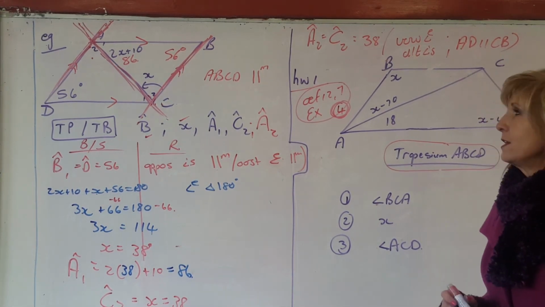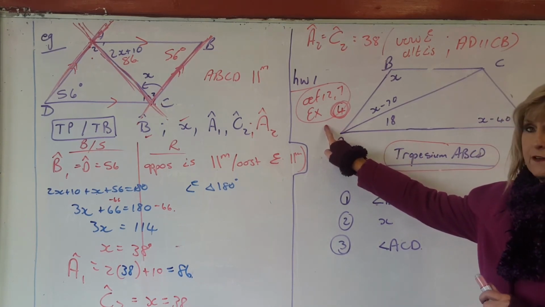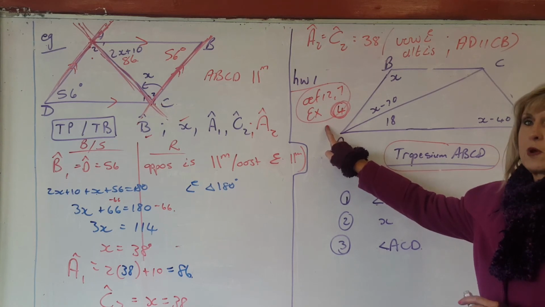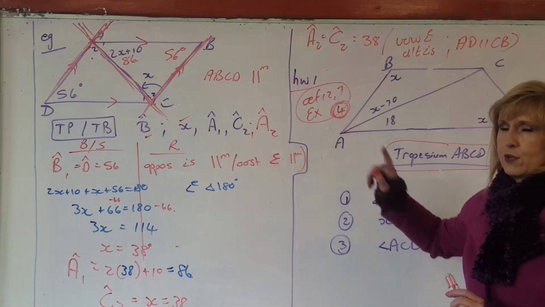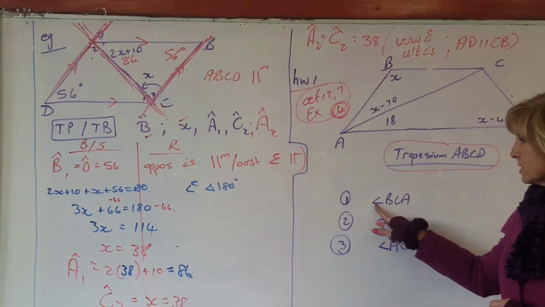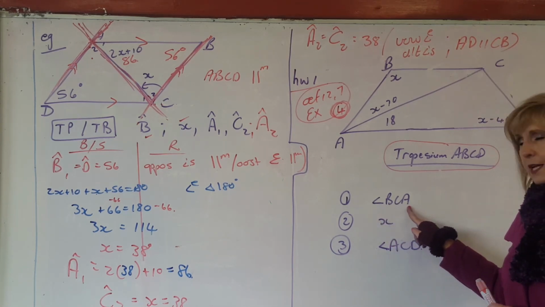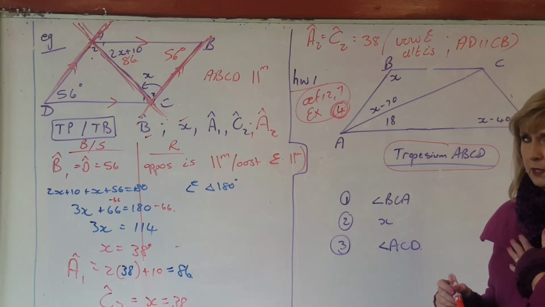Goed, graad 8 jou huiswerk sommetjie is eintlik oefening 12.7. Your exercise 12.7 in your textbook number 4 is actually the sum. I want to show you some things in the textbook. They're asking you to find angle BCA. This way of writing is not correct according to me.